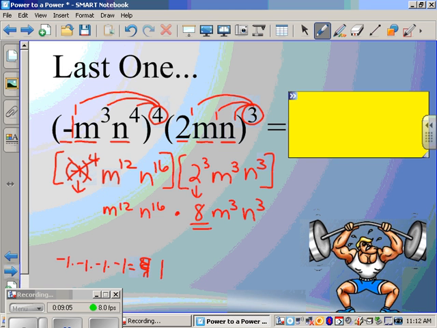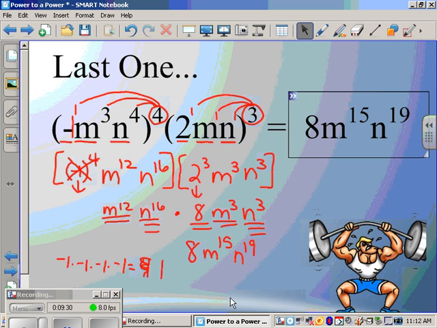Now your number should always go in the front of your answer. So we'll put the 8 in front. Now reminding you, for the product of powers, when you're combining 2 variables into one, that's when you're adding. So you're going to add those exponents, giving you m to the 15th. Then we also need to combine the n's together by adding its exponents, giving you n to the 19th. So your final answer is 8 m to the 15th, n to the 19th.